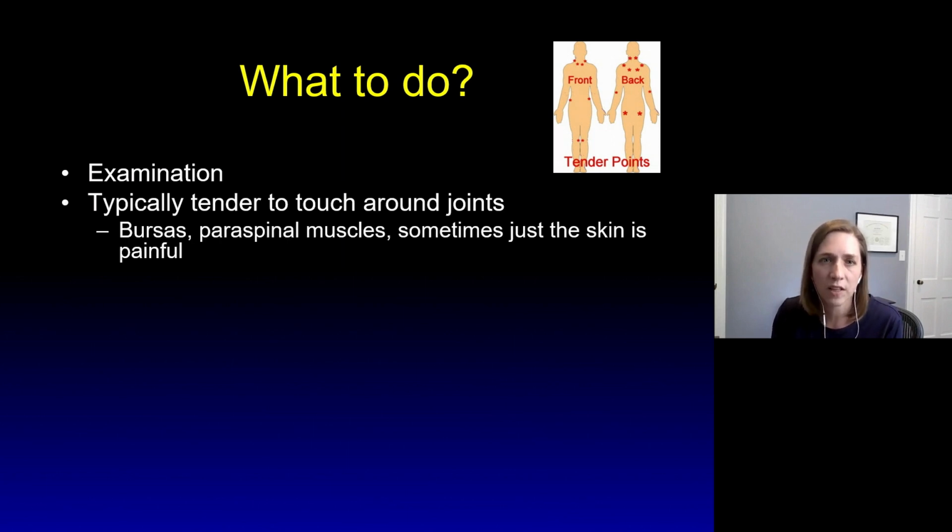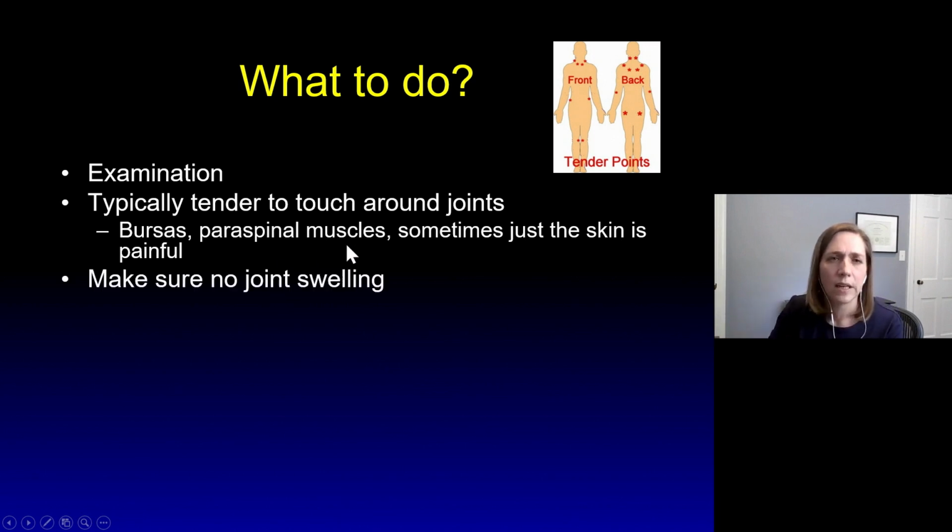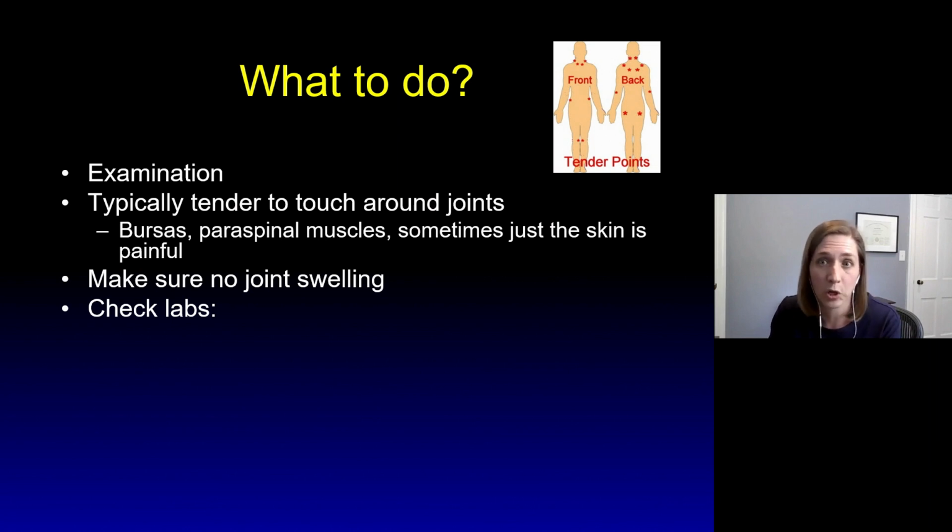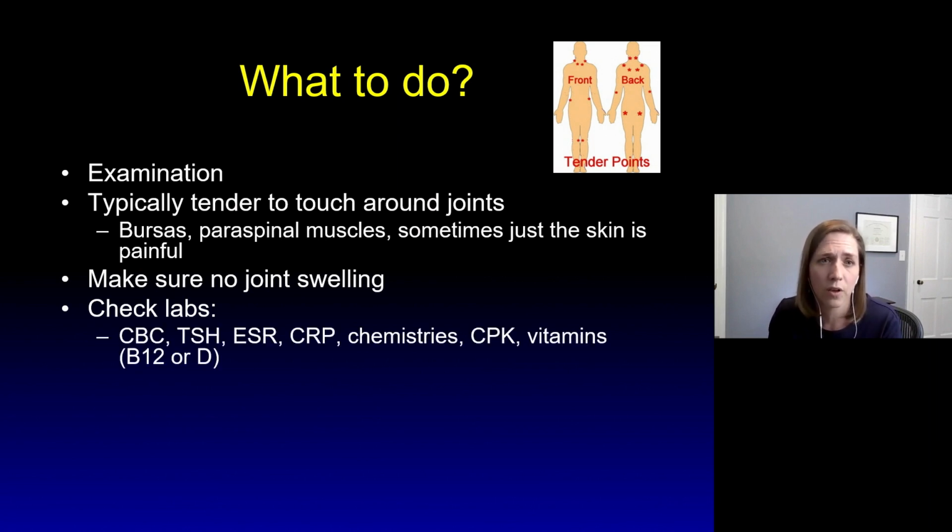You need to feel these different areas, feeling around the bursas, the muscles. Sometimes just touching the forearm is tender. You want to make sure there's no joint swelling. You want to rule out inflammatory arthritis and make sure you're not saying that something's fibro when it's something else. You may want to check some labs: CBC, thyroid, inflammation markers, chemistries, muscle enzymes, vitamins.